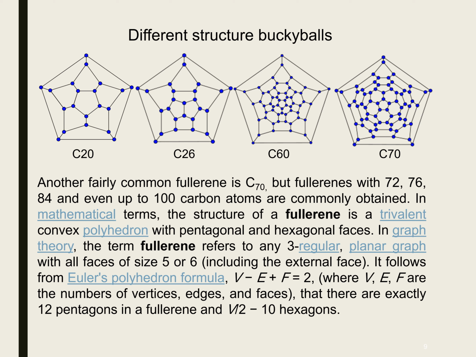Another fairly common fullerene is C70, but fullerenes with 72, 76, 84, and even up to 100 carbon atoms are commonly obtained. In mathematical terms, the structure of a fullerene is a trivalent convex polyhedron with pentagonal and hexagonal faces. In graph theory, the term fullerene refers to a regular planar graph with all faces of size 5 or 6, including the external face. It follows from Euler's polyhedron formula, V minus E plus F equals 2, in which V means vertices, E means edges, and F means faces, that there are exactly 12 pentagons in fullerenes and V divided by 2 minus 10 hexagons.